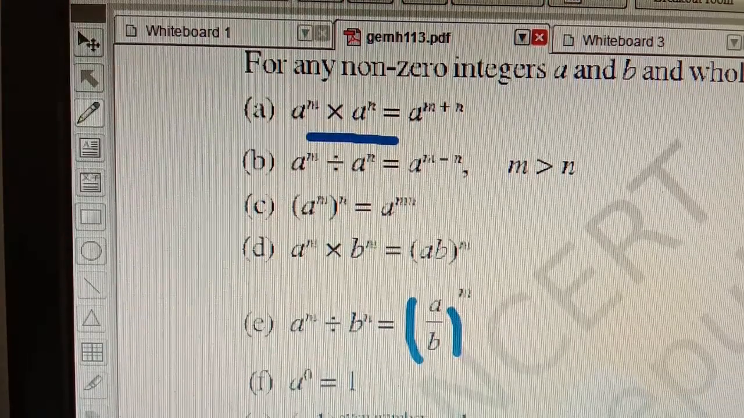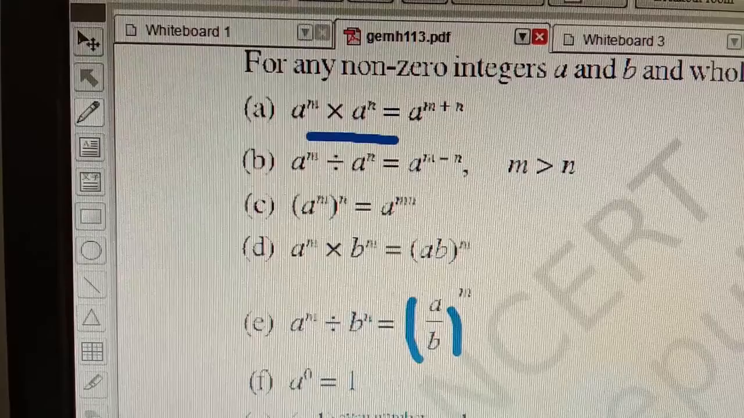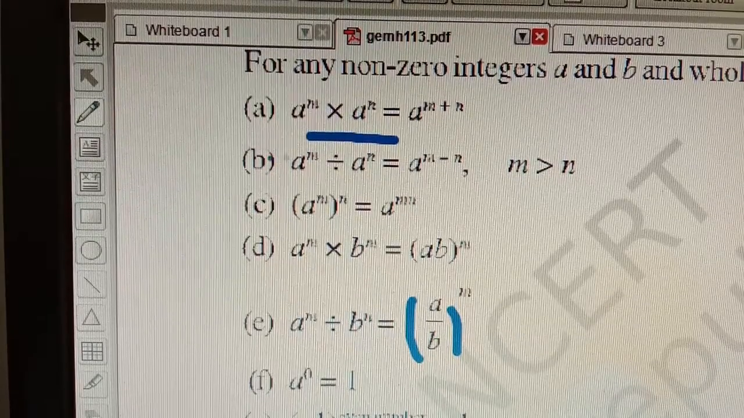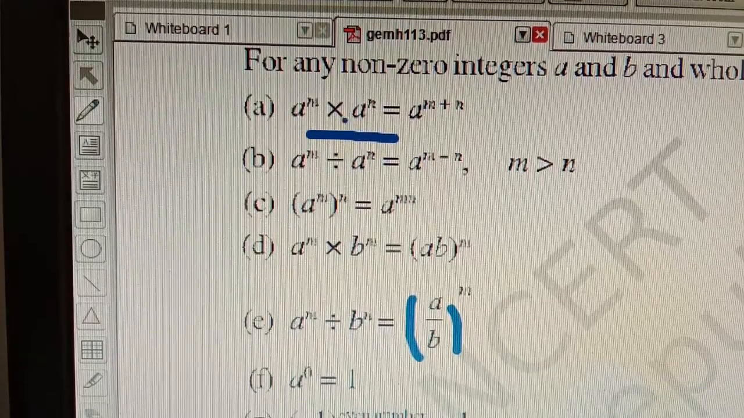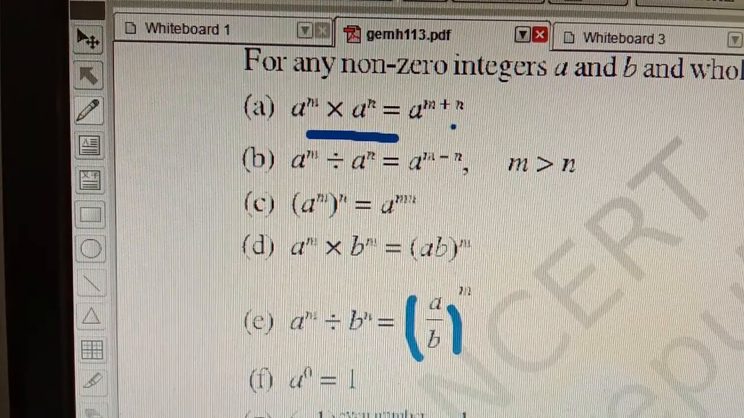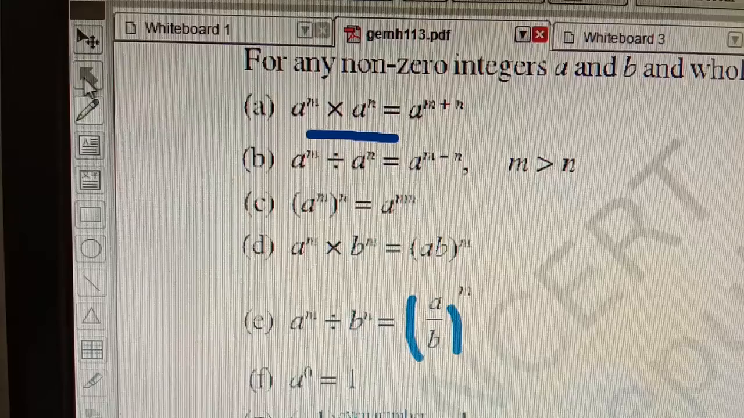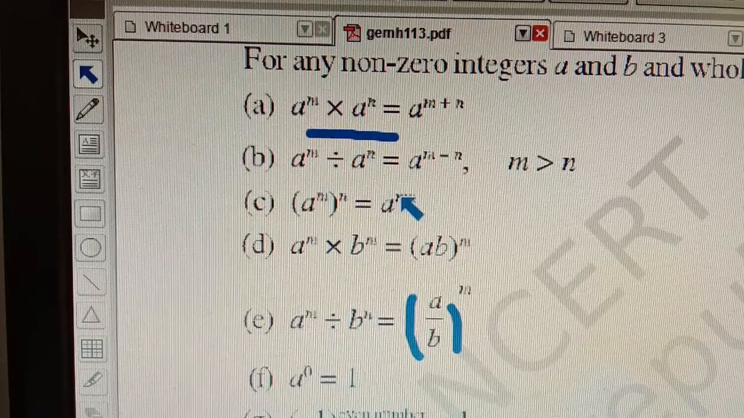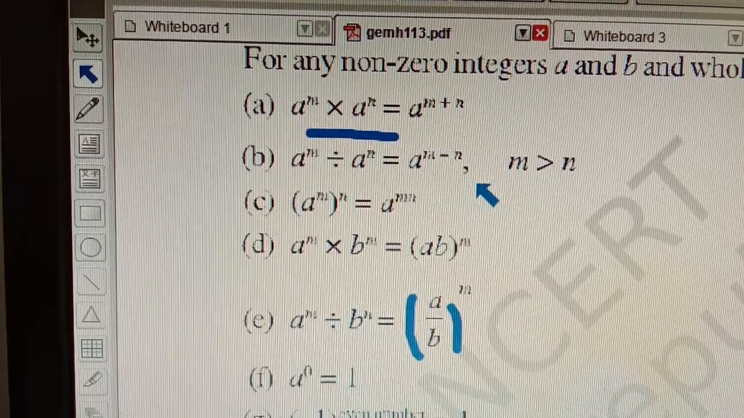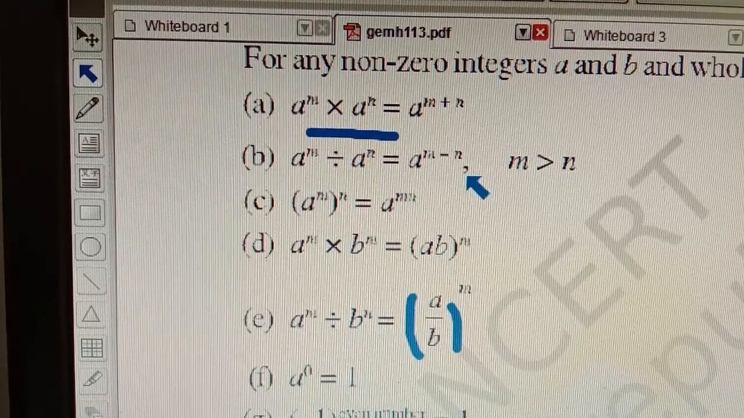Okay, today we will study the laws of exponents. Here we can see all the laws. First one, a to the power of m into a to the power of n is equal to a to the power of m plus n. Then the second law, a to the power of m divided by a to the power of n is equal to a to the power of m minus n.